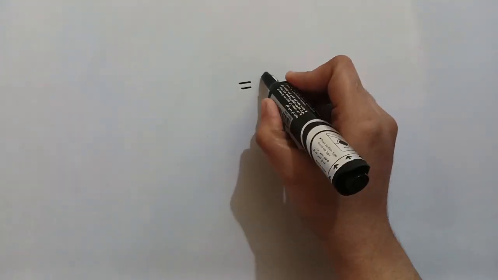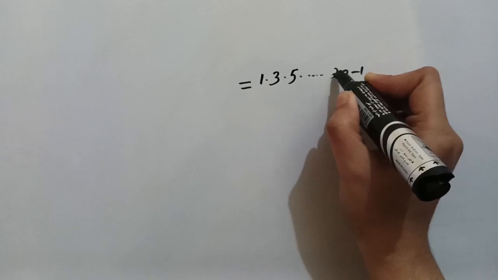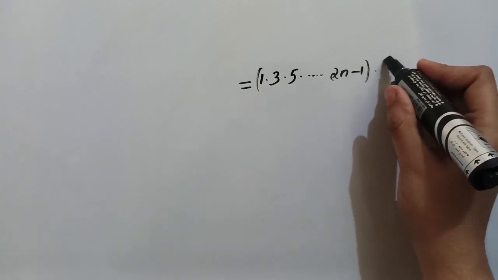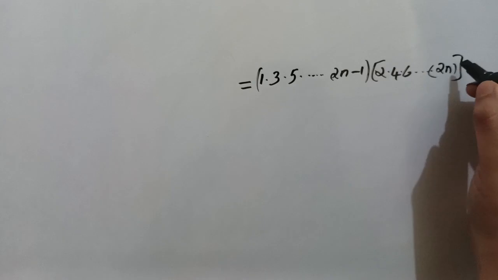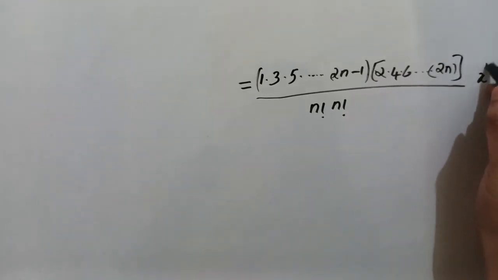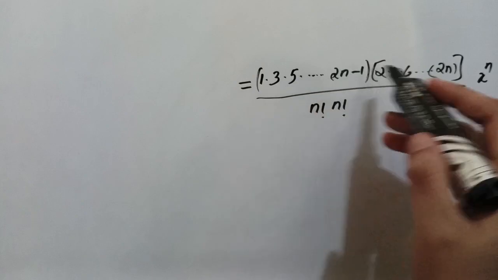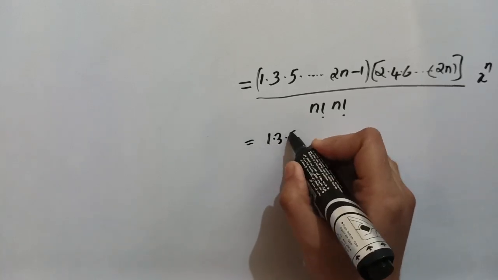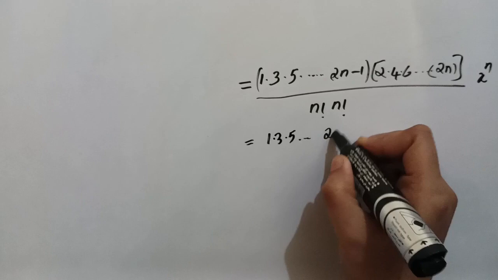Next we can write 1 into 3 into 5 into etc. into 2n minus 1 into 2 into 4 into 6 into etc. 2n divided by n factorial into n factorial into x raised to n. That we arrange the above term as even numbers and odd numbers. This is odd numbers, this is even numbers. Then we can write 1 into 3 into 5 into etc. into 2n minus 1.